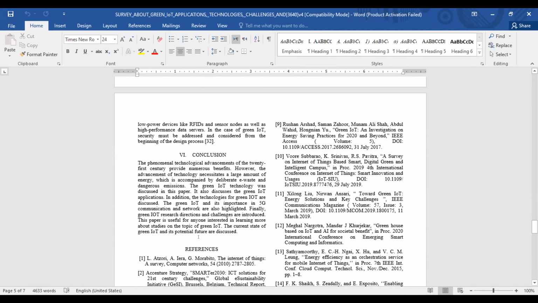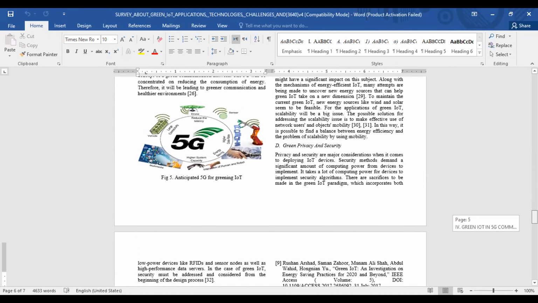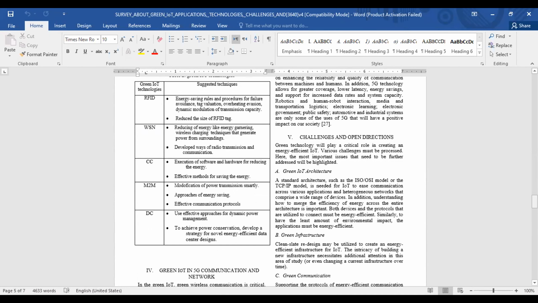Finally, green IoT research directions and challenges are introduced. This paper is useful for anyone interested in learning more about studies on the topic of green IoT. The current state of green IoT and its potential future are discussed. I explained this paper briefly because it has many details and we don't have time.